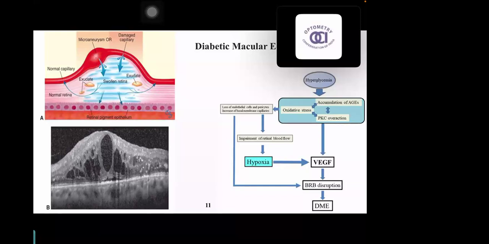Clinically, patients complain of blurring of central vision, difficulty reading, or distortion of images, while peripheral vision may remain intact. On fundus examination, you may see thickening of the macula, microaneurysms, and hard exudates arranged in a circinate pattern around the fovea. It is now considered one of the most common causes of visual impairment in diabetic patients and requires specific treatment, including anti-VEGF injections or focal laser, depending on the pattern.